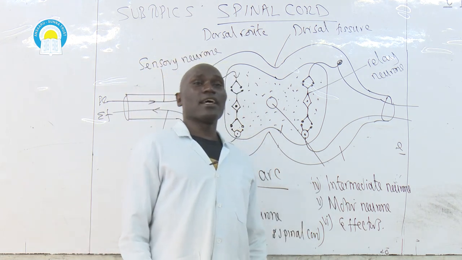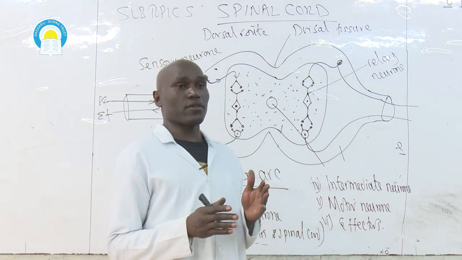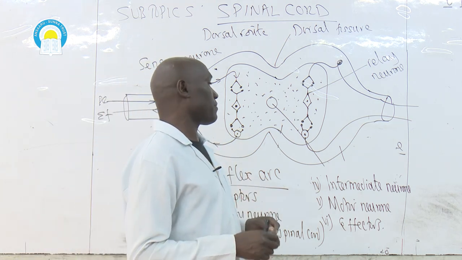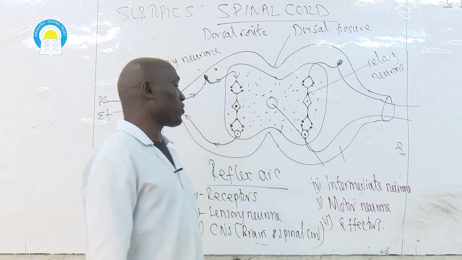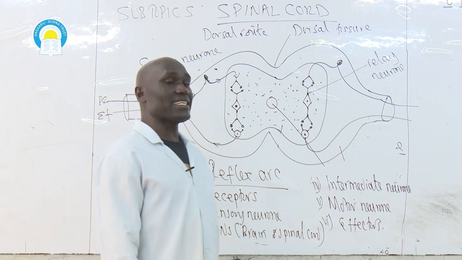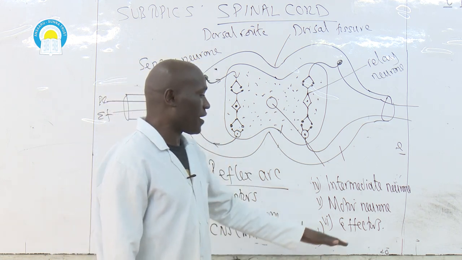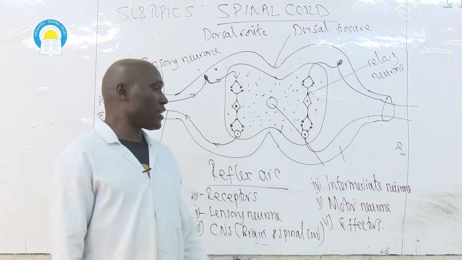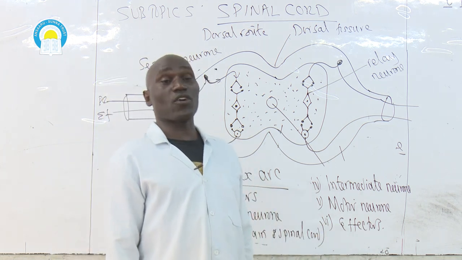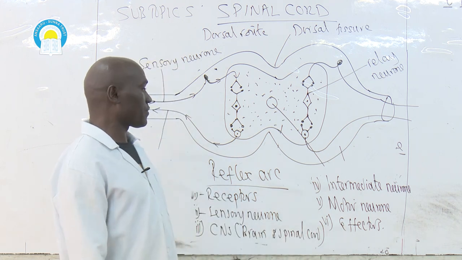Intermediate neuron, a nerve cell that links sensory neuron to motor neuron through central nervous system. Motor neuron, the nerve cell that transmits integrated nerve message or impulse to the effectors. Effectors, specialized cells or tissues or organs that bring about the change that is needed.